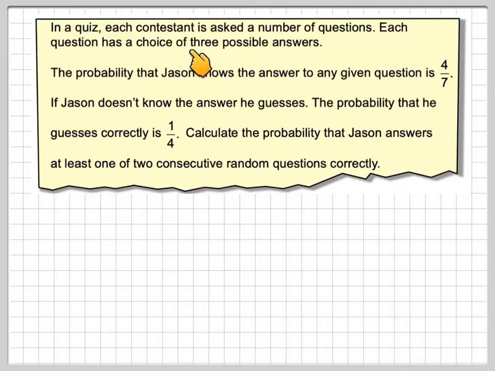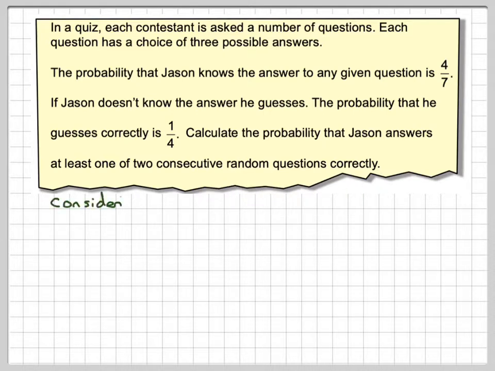In a quiz, each contestant is asked a number of questions. Each question has a choice of 3 possible answers. The probability that Jason knows the answer to any given question is 4/7. If Jason does not know the answer, he guesses. The probability he guesses correctly is a quarter. Calculate the probability that Jason answers at least one of 2 consecutive random questions correctly.